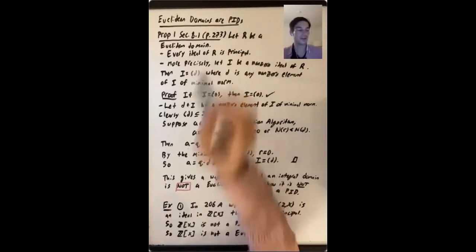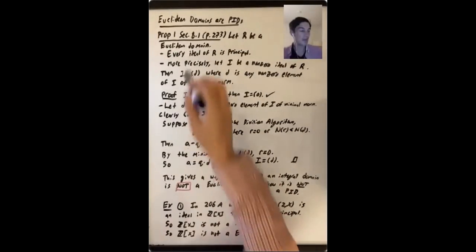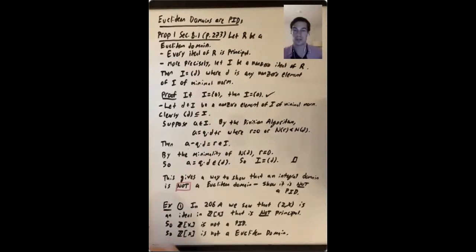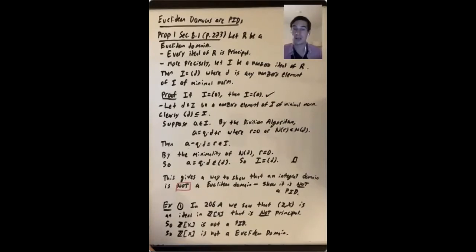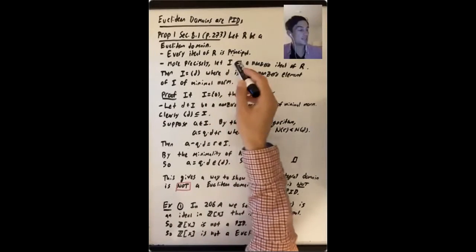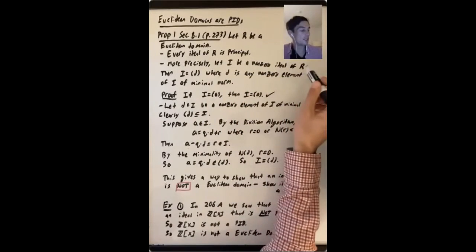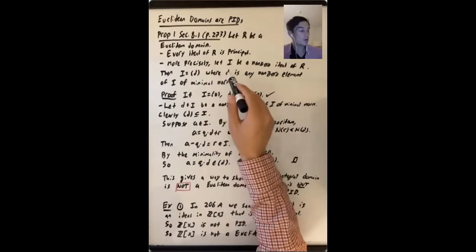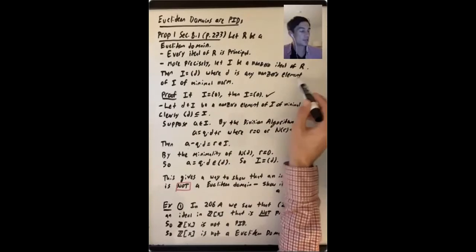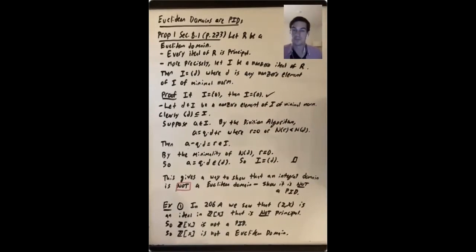Let's say that R is a Euclidean domain. Then every ideal of R is principal. So R is a PID. More than that, we can say that an ideal is principal by describing a generator for it. More precisely, let I be a non-zero ideal of R. Then I is equal to the ideal generated by d, where d is any non-zero element of I of minimal norm. And the proof is going to be just like what we saw for Z and for F[x].